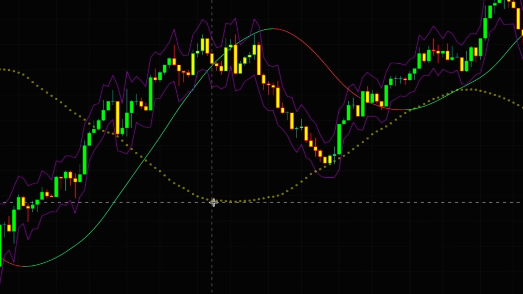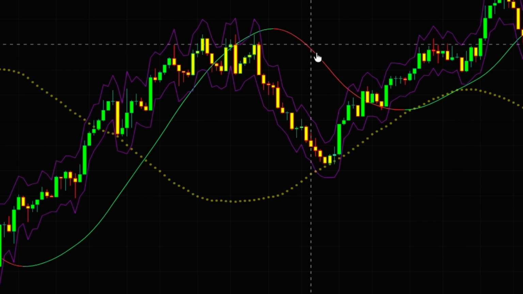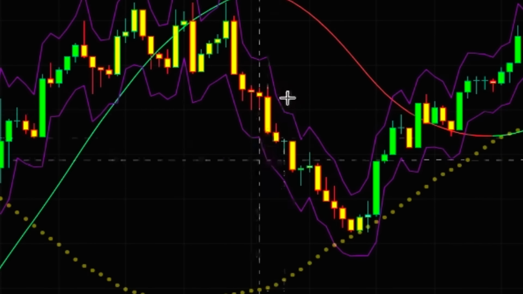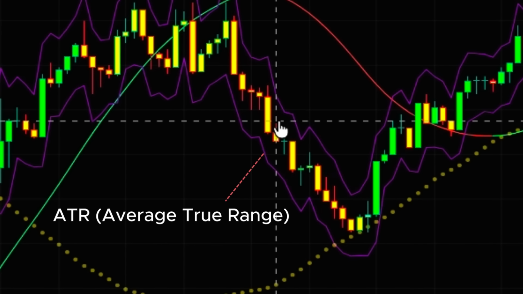This yellow line, which is a dotted line, is the trend average line that we just turned on. It will help us with identifying when there is a change happening in the longer term trend of the market. Then we have this line here that changes color between green and red, and this is a whole moving average. And then we have these two purple lines above and below the price, which are ATR, average true range, and we're going to use them for setting stop losses.